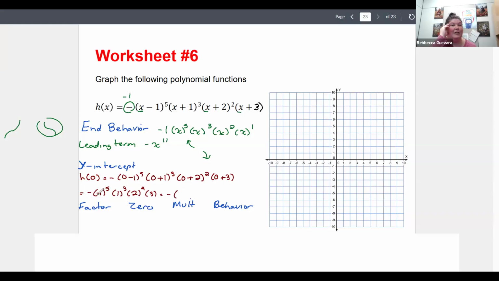So -1 to the power of 5 will just be -1. 1 to the power of 3 will just be 1. 2 to the power of 2 will be 4. And then we have that 3. So what we're going to have is 12. So we just have to expand this just a little bit. There we go. 11, 12.